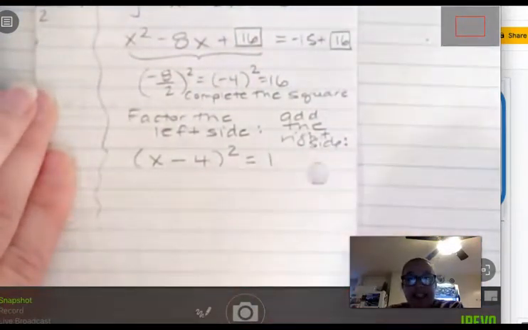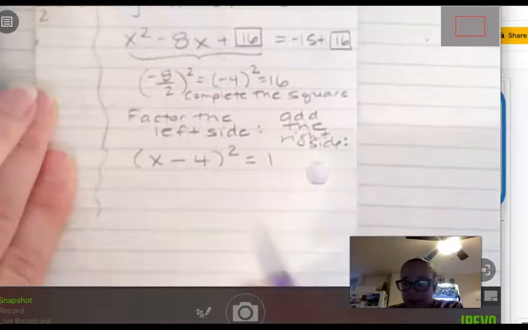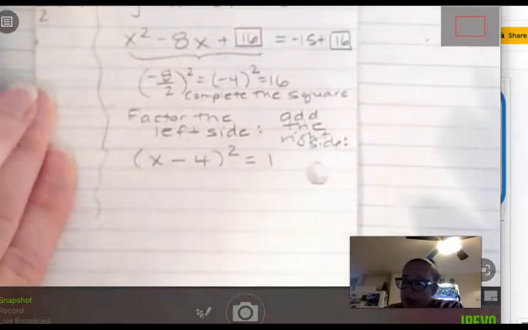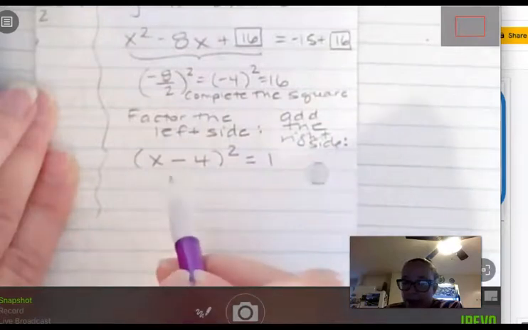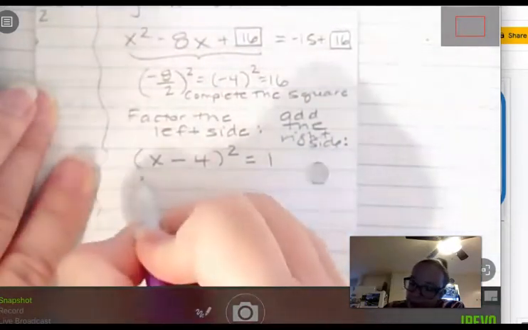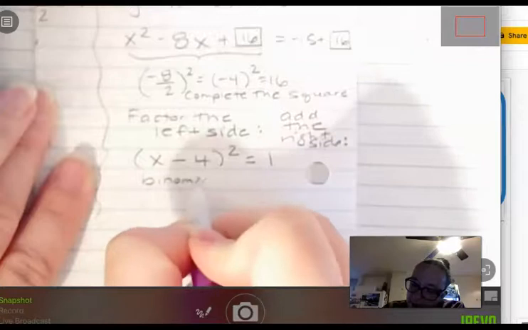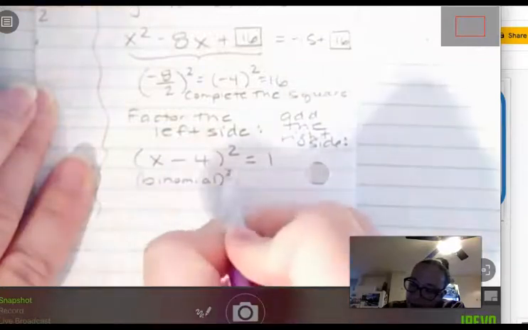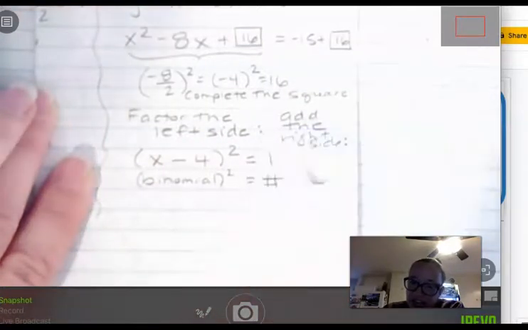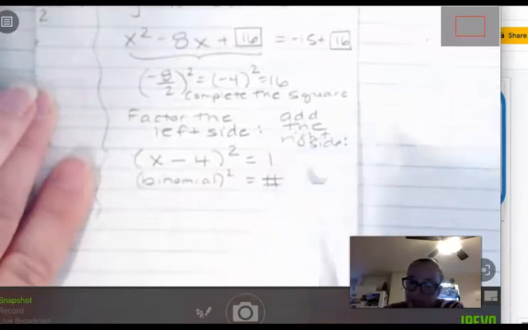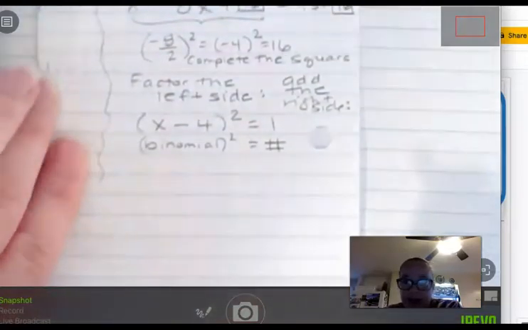Now, if we were actually solving, finding the x-intercepts, we take the square root of both sides, yada, yada. But we're just rewriting it. So what we do now, once we have it written as a binomial squared equal to a number. So a binomial squared equal to a number. That's not just a hashtag. That's the pound symbol. It stands for number, just so you know. You probably already knew that, but I just wanted to say that.